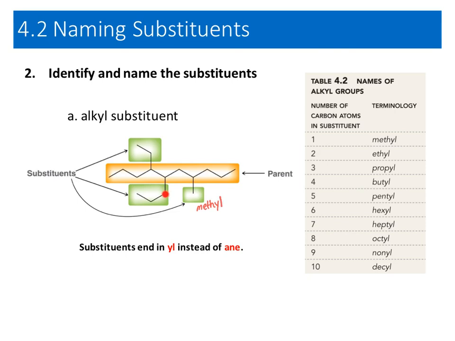The next one has 3 carbons attached to the parent chain. We know 3 carbons is prop, so it is propyl. The next one has 2 carbons attached, therefore the name is ethyl.